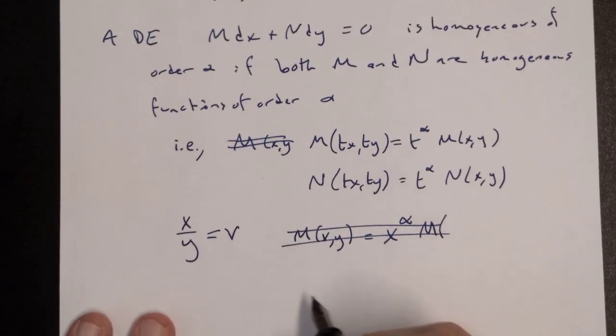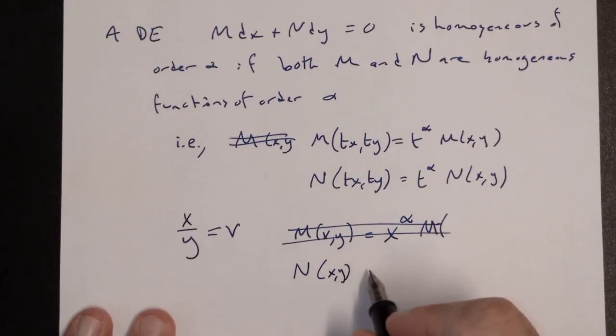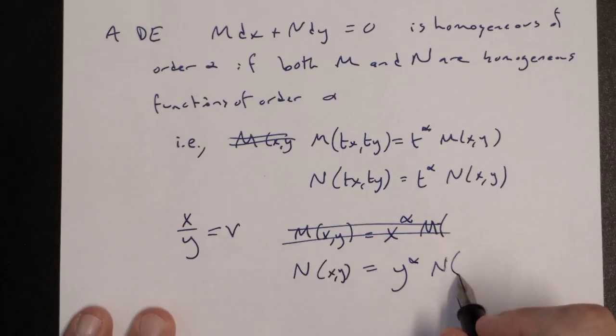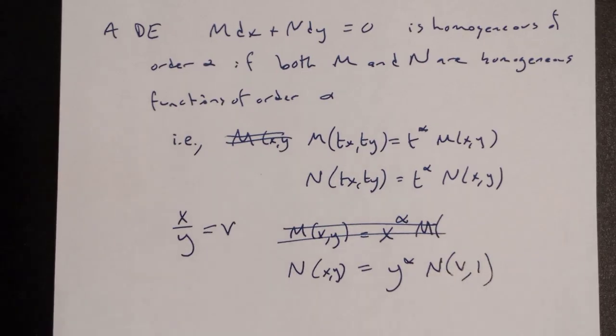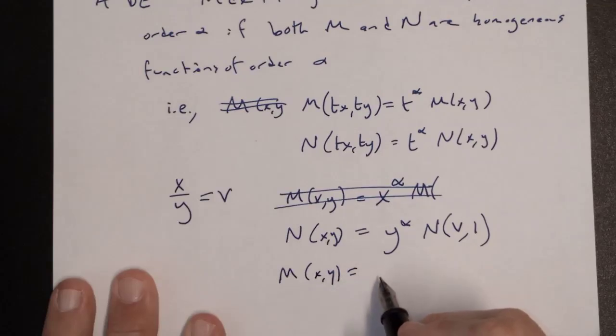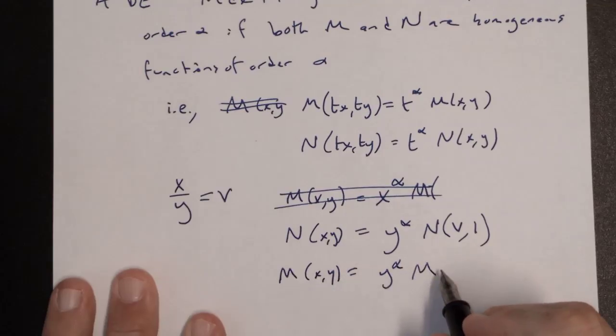Then I can think of this behavior. For n, n of xy is equal to y to the alpha n of v, 1. Because if I make that substitution, then I can think of x to any power as v to that power times y to the power, and I can take the y out based on my homogeneity. For both functions, m of xy equals y to the alpha m of v, 1.